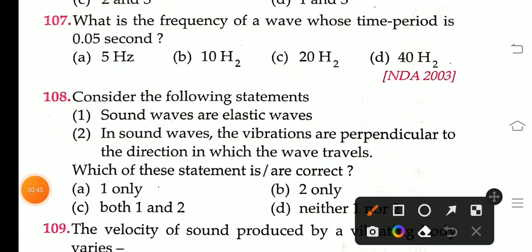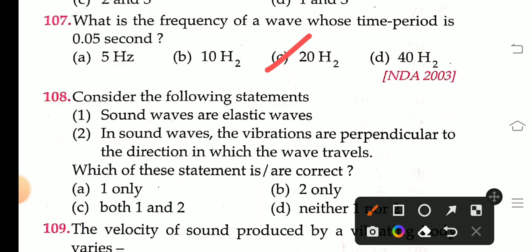Next, what is the frequency of a wave whose time period is 0.05 second? Right answer option C, 20 Hz.